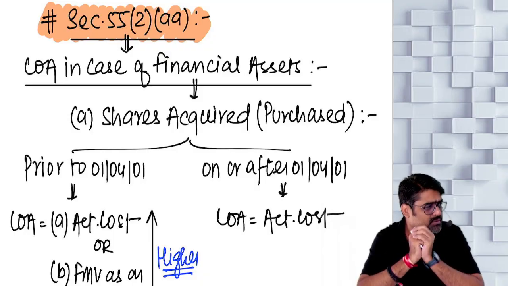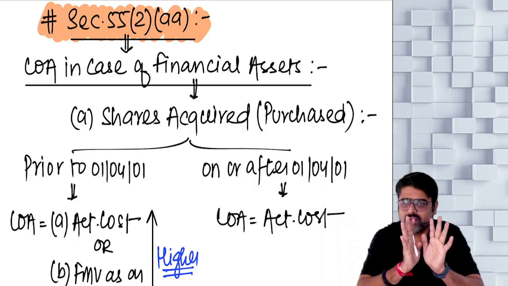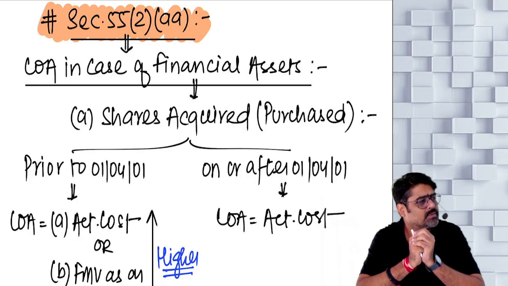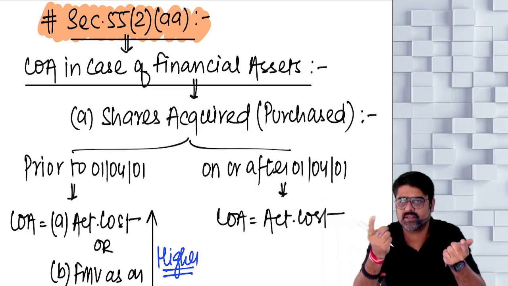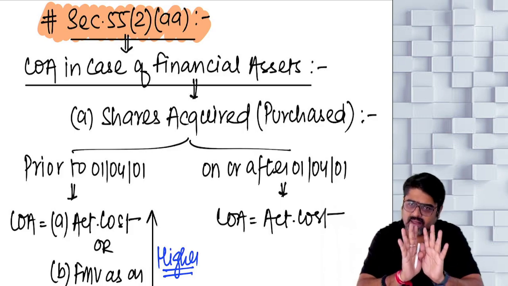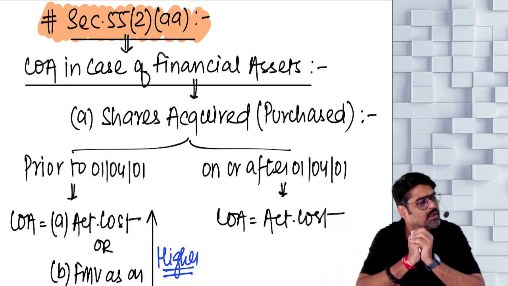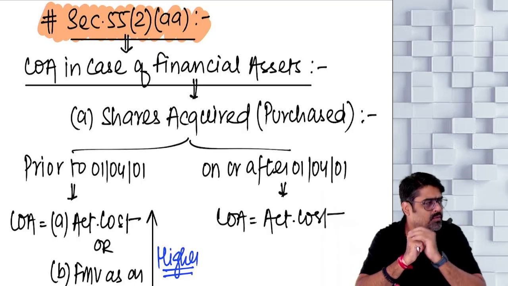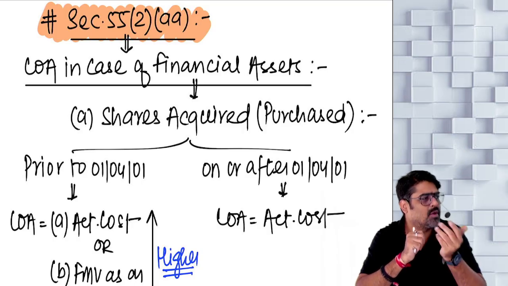So usually what is cost of acquisition? Actual cost, for all the assets. Actual cost means purchase price plus purchase related expense. Both you add, you get actual cost. And that actual cost is usually treated as the cost of acquisition for all assets. But if the asset was acquired prior to 1st April 2001, you get the option.